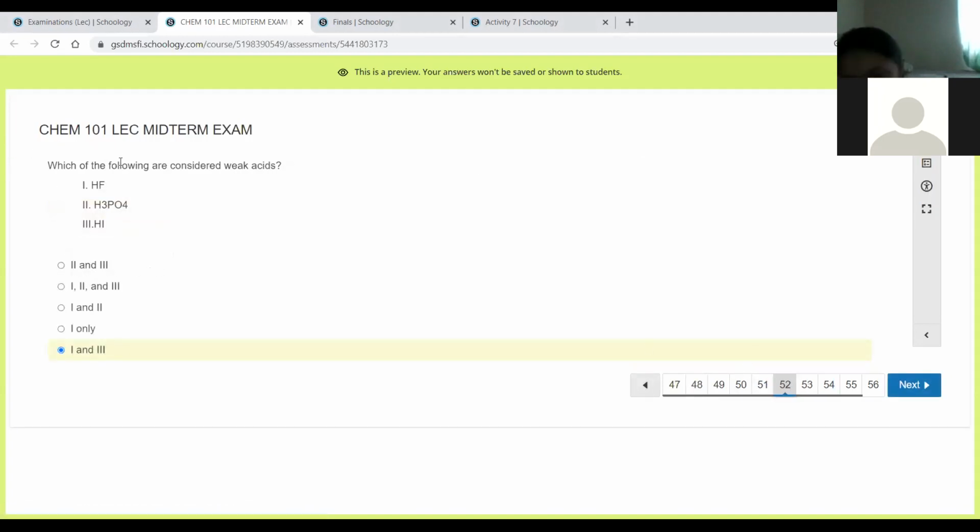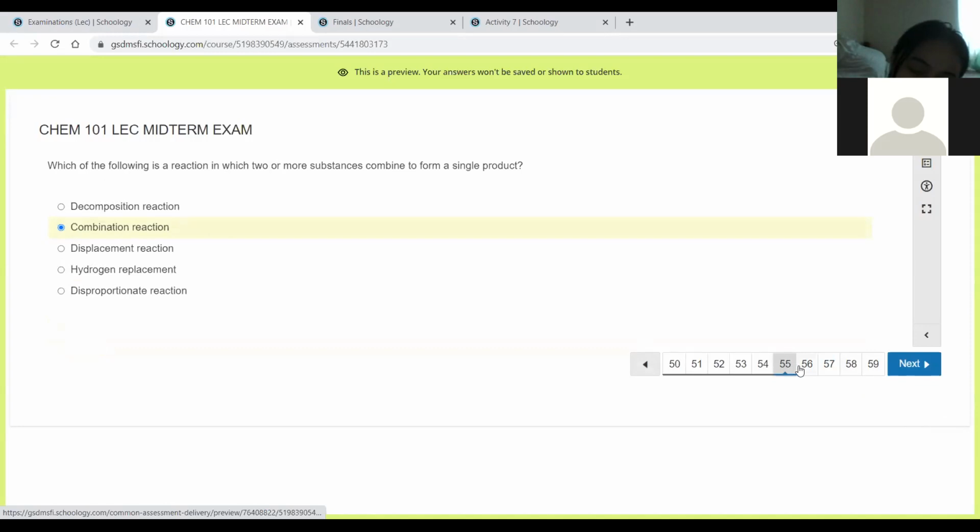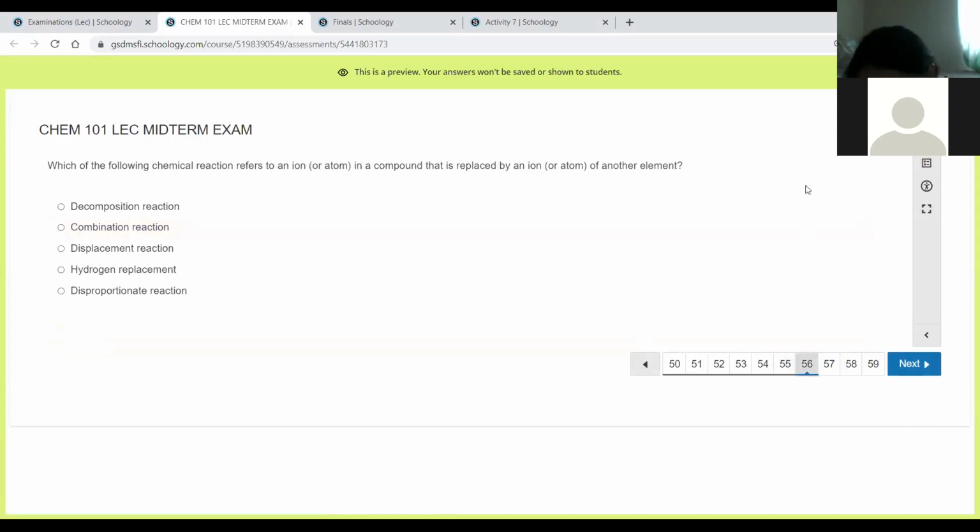This one. Weak acid, so that should be one only, right? Kasi weak acid ang question, no? Which of the following are considered weak acids? That will be HF only. So one only. Kindly recheck. Okay. I mean, kindly take note first.